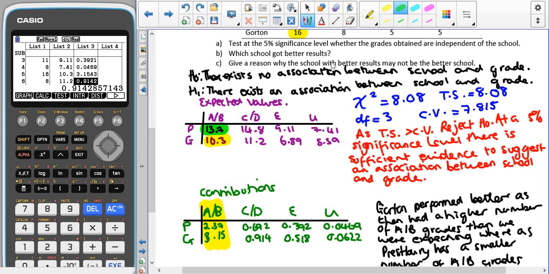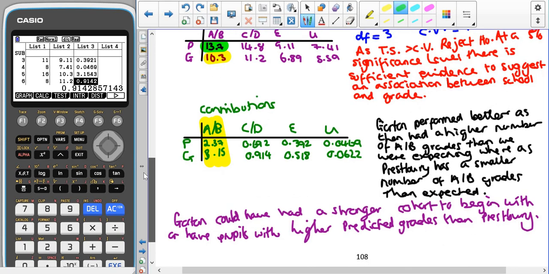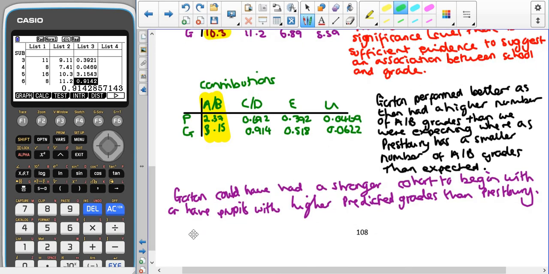So give a reason why the school with better results might not be the better school. So this is asking for a real life situation now. So I just put Gorton could have had a stronger cohort to begin with, or pupils which have higher predicted grades than Prestbury. Just because a school has more A or B grades doesn't necessarily mean that it has performed better, because if one school is, let's say, a grammar school, you would be expecting them to get better results because usually they take stronger pupils than the other one.